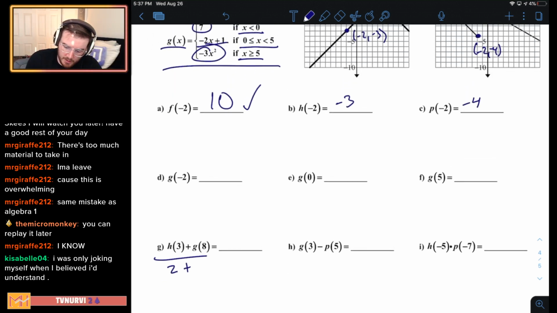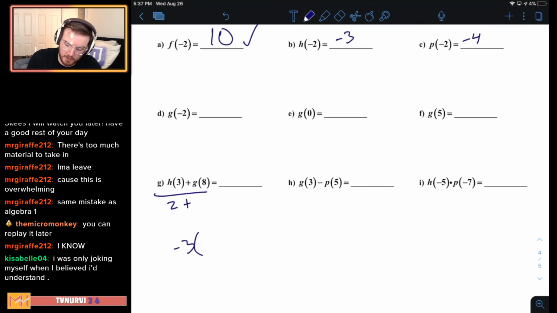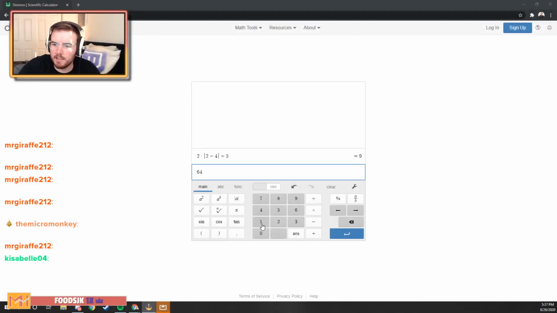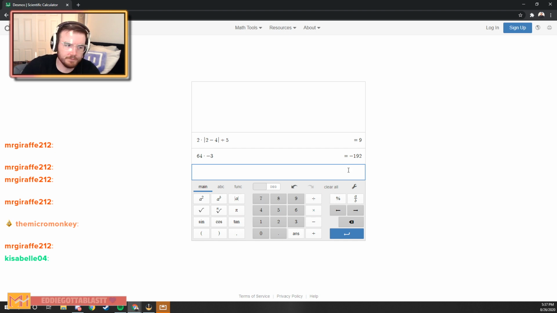So negative 3, I'm going to just do this separately. Negative 3 times 8 squared. Well, that's negative 3 times 64. That's kind of a big number. 64, I'm using the calculator. Should I share that screen? 64 times negative 3 is negative 192.